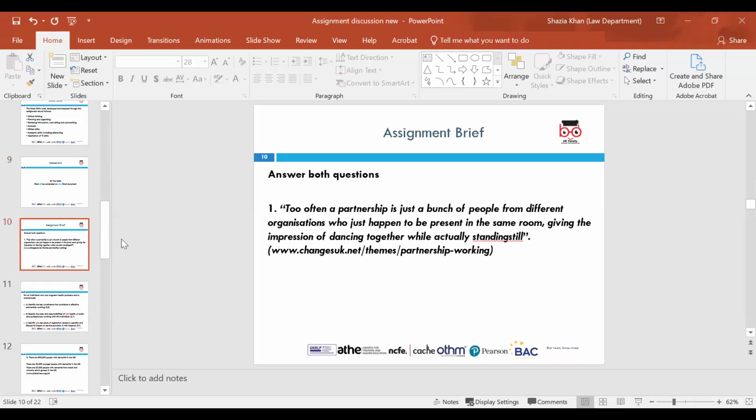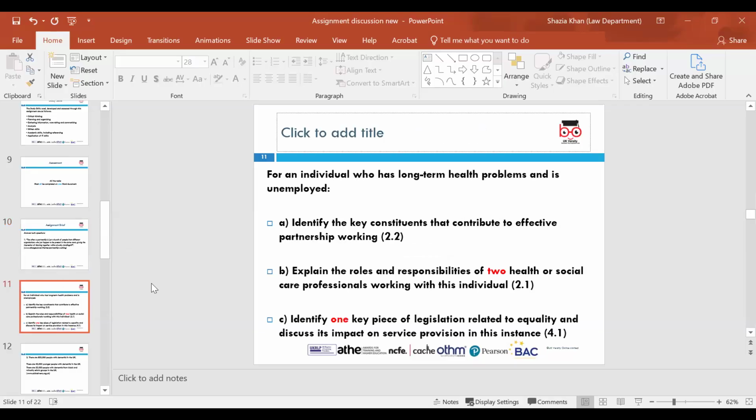Assignment brief. So this is the start of it. There's 2 questions to answer. Answer both questions. First one, too often a partnership is just a bunch of people from different organizations who just happen to be present in the same room, giving the impression of dancing together while actually standing still. This is a quote from changeuk.net themes partnership work. Now you need to answer this part for this.